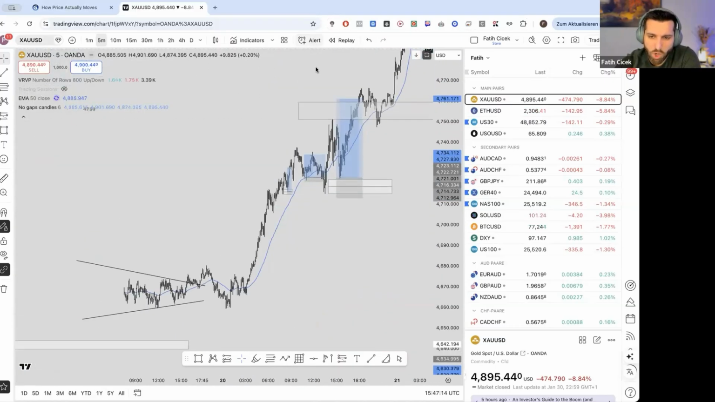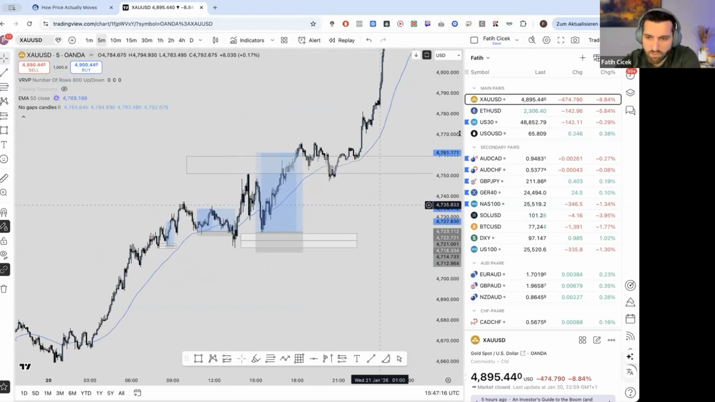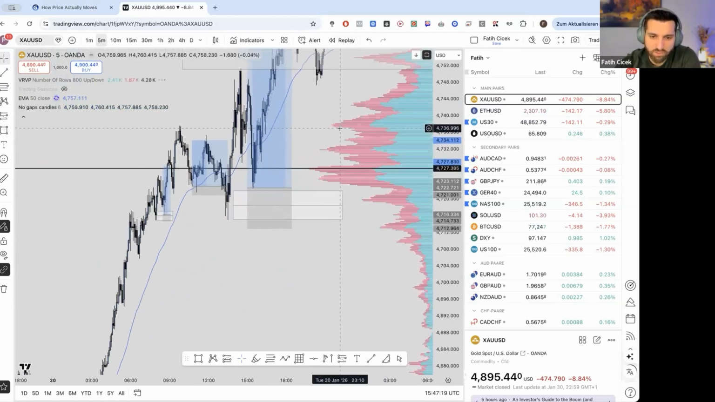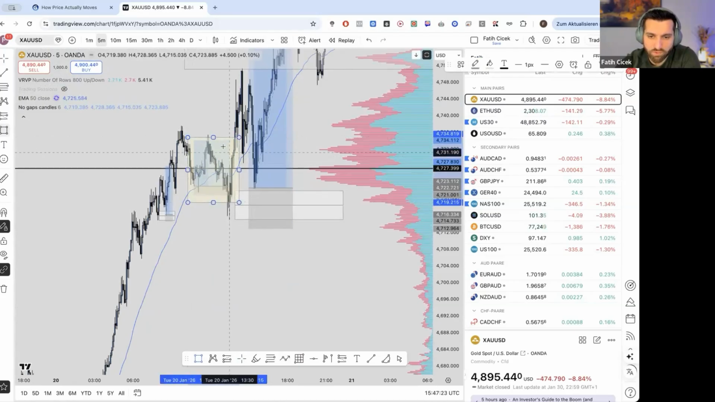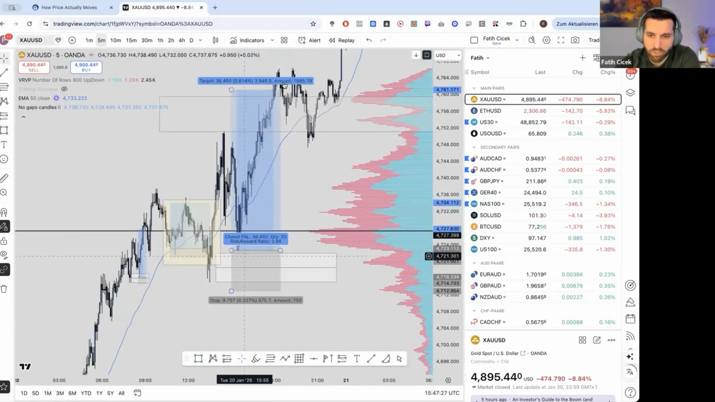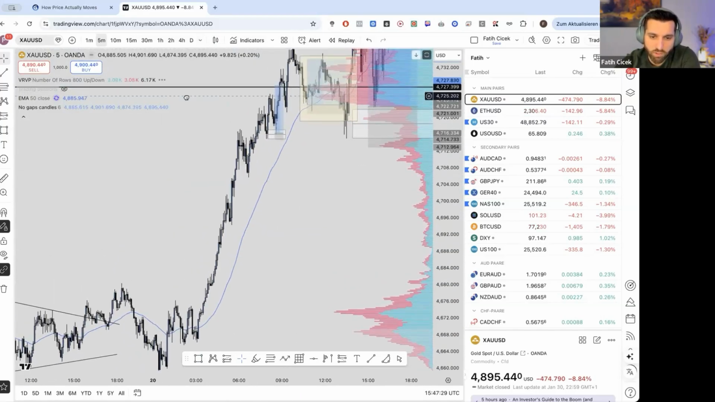But then I could just go on and on here, for instance, right? We can see we have something like an accumulation here. Okay, and then liquidity swept. We have an order block. Price actually comes back to the order block and then gives us a clean 4 to 1, 5 to 1.